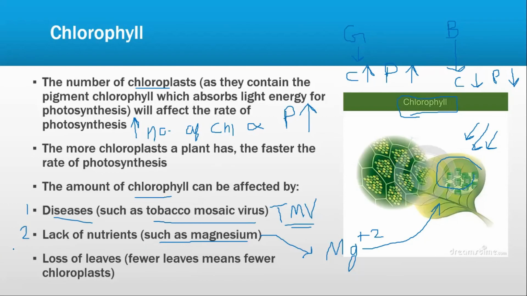The third reason can be loss of leaves. For example, in the autumn season, or if you cut down the plant manually, or if the leaves fall off, the fewer the leaves, the fewer the chloroplasts, the lesser the amount of chlorophyll, and hence the rate of photosynthesis would also decrease. Loss of leaves means fewer chloroplasts, meaning the photosynthesis rate would decrease.